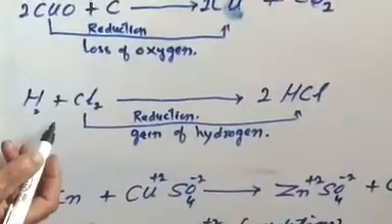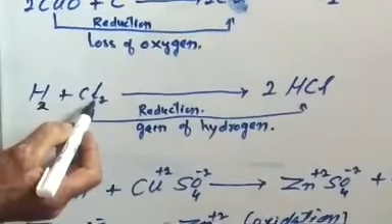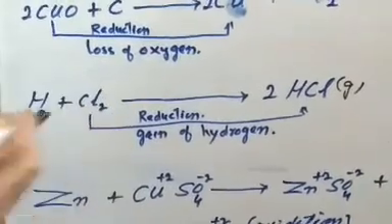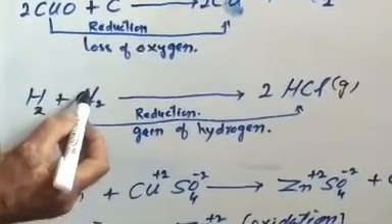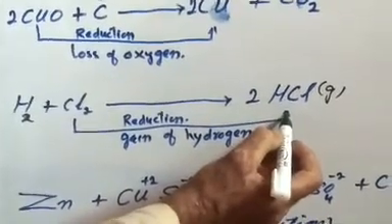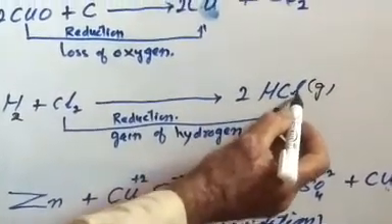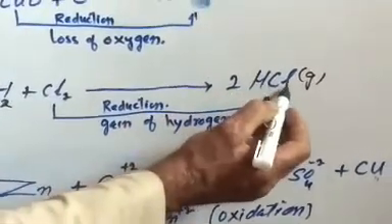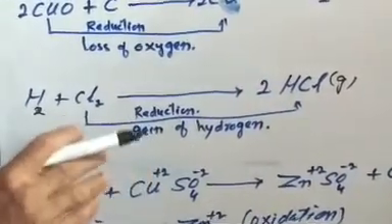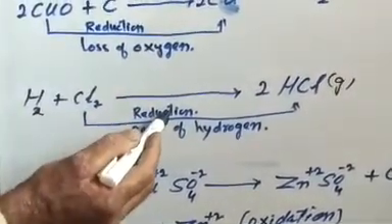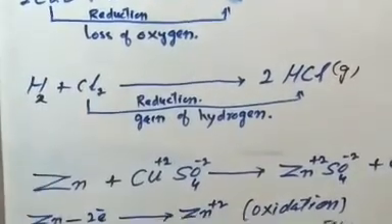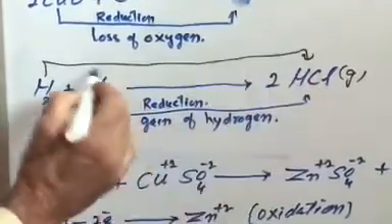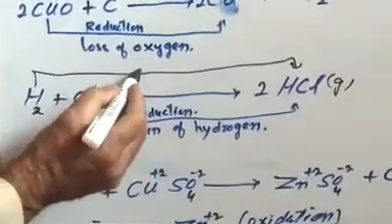Now consider the second equation. Hydrogen H2 plus Cl2 gives 2HCl. They are all in gas form. Now what has happened to Cl2 while changing to HCl? Here hydrogen has been added to Cl2 and HCl has been formed. Since the addition of hydrogen is called reduction. On the other side, hydrogen has gained electronegative element Cl, and gain of electronegative element is called oxidation.